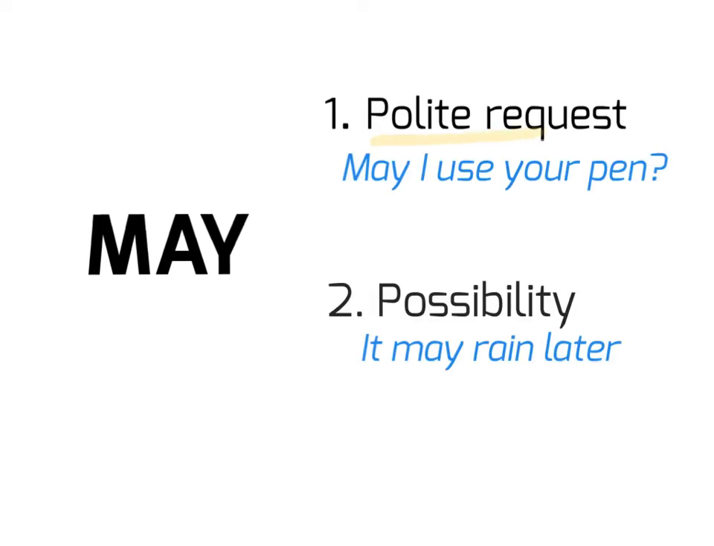Now with may. We will see two uses for may. First, we have polite request. For example, may I use your pen? And a second use of may is possibility. For example, it may rain later. It's something that is not sure, but we guess that it may happen. It is possible to happen.